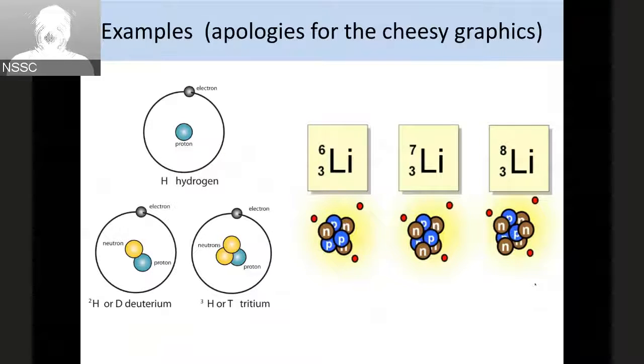Lithium, you have lithium-6, lithium-7, both stable, and lithium-8, unstable; beta decay will come on later on. So this one has 3 protons, 3 neutrons; 3 protons, 4 neutrons; 3 protons, 5 neutrons. You can find some more, but we'll come into this a little bit later. We say that it has to be the same element.